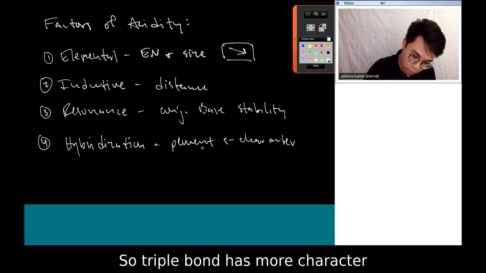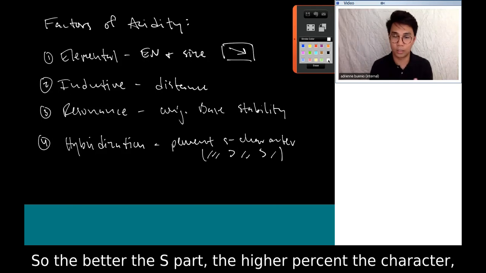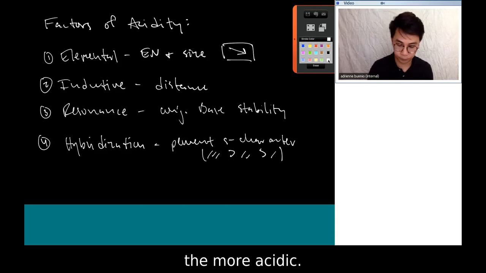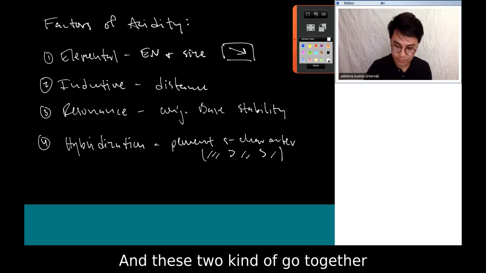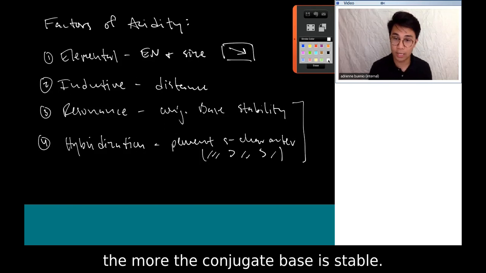So triple bond has more S character than double bond and single bond, right? So the higher the percent S character, the more acidic. And these two kind of go together because the more S character it has, the more the conjugate base is stable.